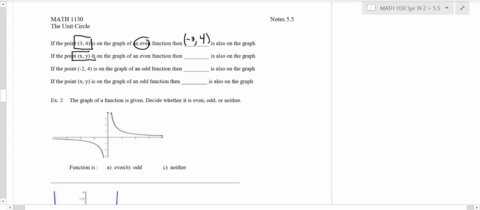If you have a general point (x, y), then if x becomes negative, you have the same y. So that's kind of what I like to emphasize when I'm teaching that.